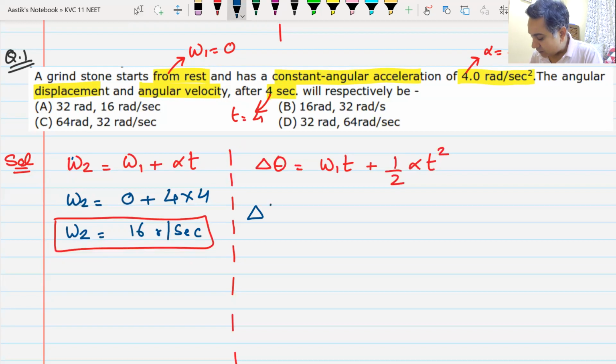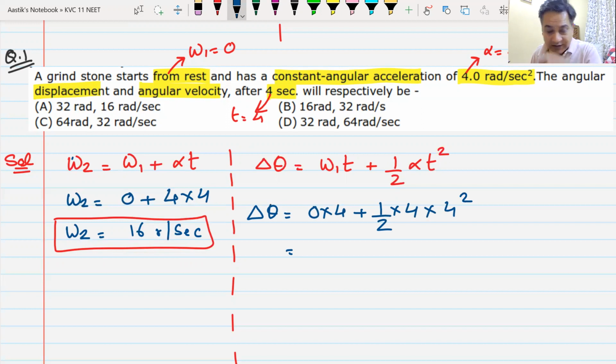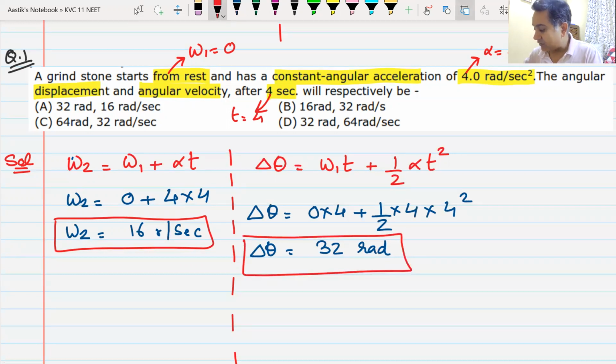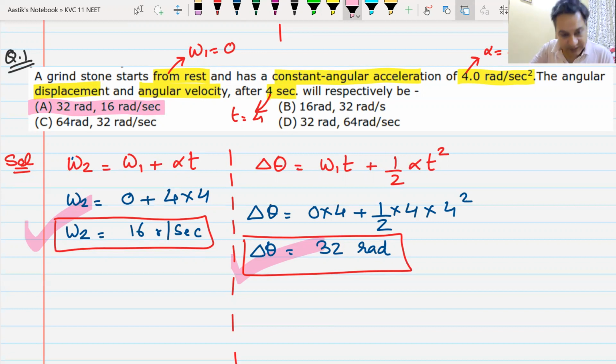Let me put the values here. The angular displacement will be equal to omega 1 is 0, 0 multiplied by 4 plus half alpha is 4 multiplied by time is 4, 4 square. I will end up with 32 radians. That is the angular displacement. I've already calculated the final angular velocity, and that is the answer, my dear friends. It was an easy question. I don't know why you could not do this, but the answer is option A, and that is how it has to be done. I'll give you 2 minutes to note it down. If you have any doubts, please ask me.